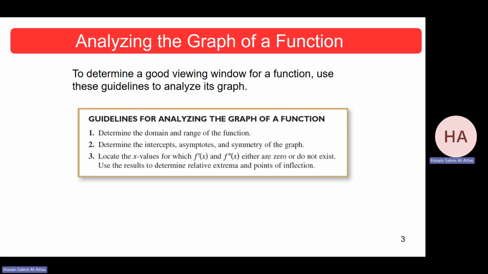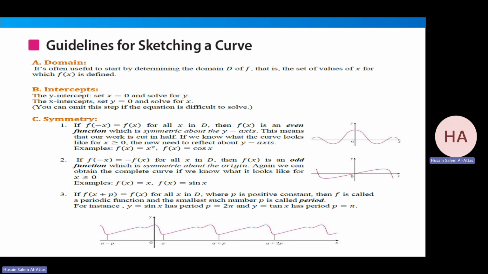So in general, what are the guidelines? Determine the domain and the range. Sometimes it's very difficult to find the range, but if you can, find the intercepts, asymptotes, symmetry, and then do f prime and f double prime to find some information about the curve. So these are detailed guidelines about these things.